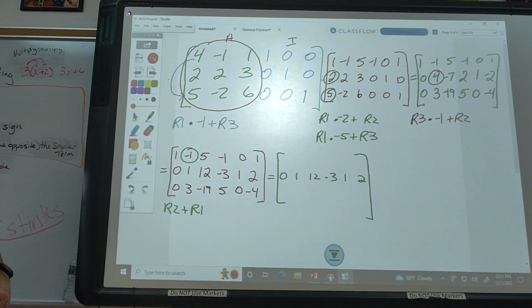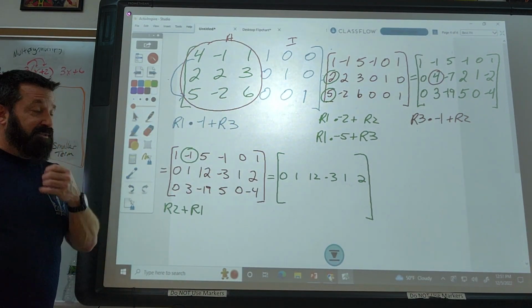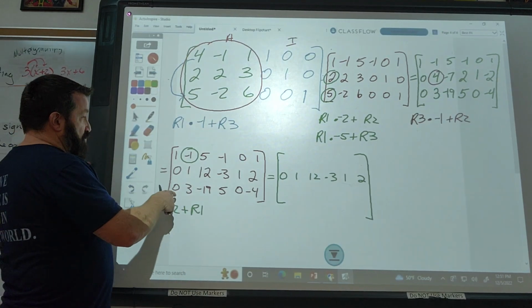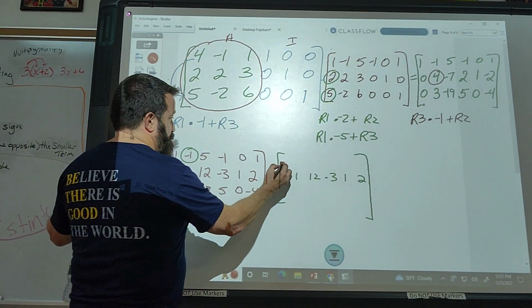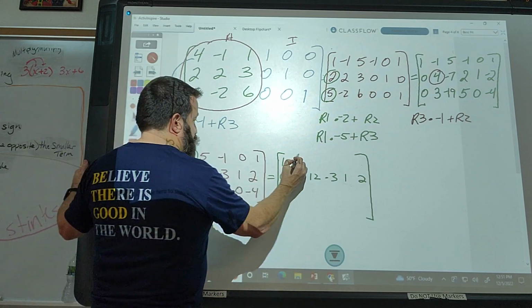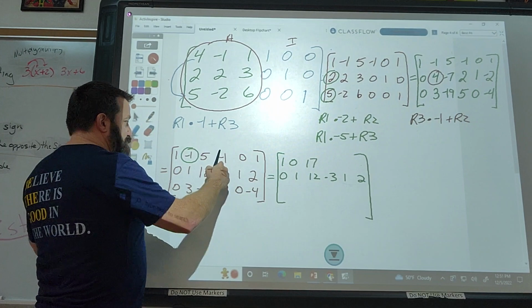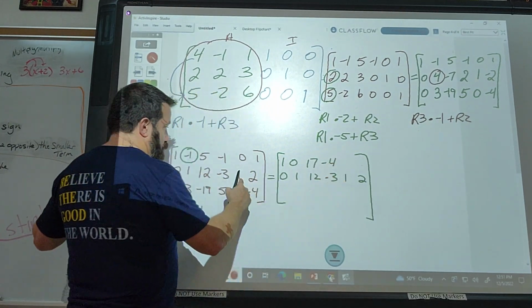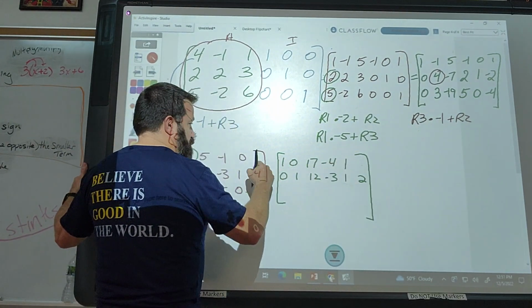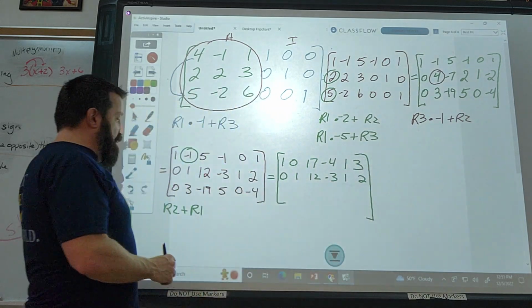We all starting to see why this is not my favorite method? Very tedious. So 0 plus 1 is still 1. 1 plus negative 1 is 0. 12 plus 5 is 17. Negative 3 plus negative 1 is negative 4. 1 plus 0 is 1. 2 plus 1 is 3. That one was pretty easy.